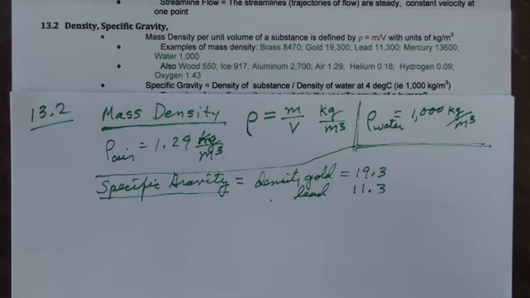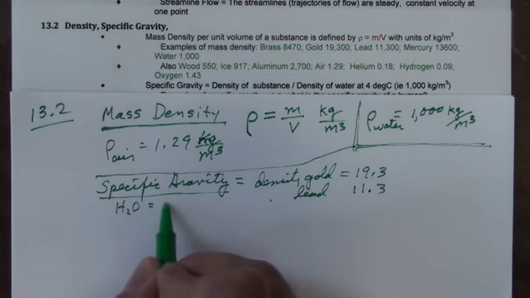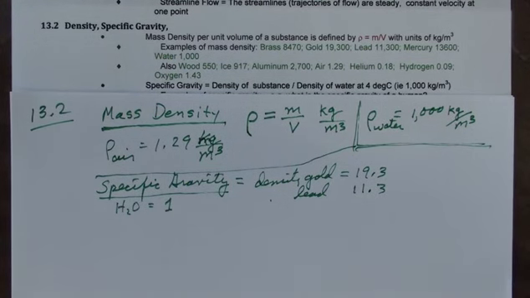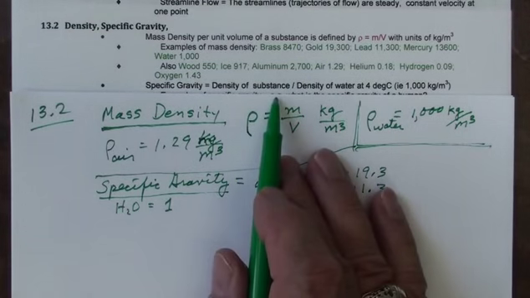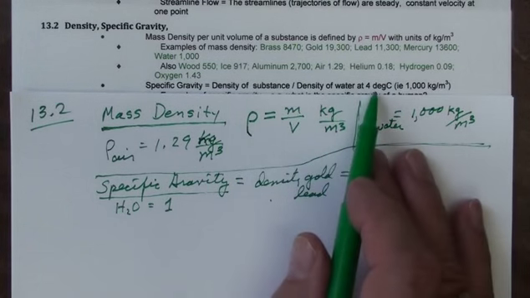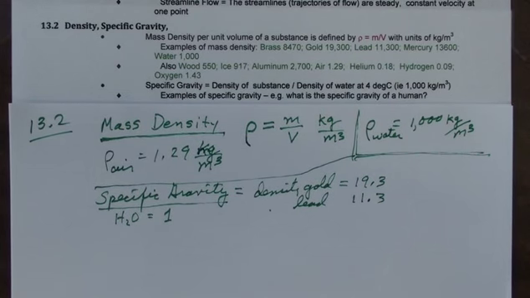The specific gravity of water is equal to 1, because it's the density of water divided by the density of water, and this has no units. It doesn't matter whether you're using pounds per cubic foot or whatever, as long as you're using the same units. When you divide the density of the substance by the density of water, those units are going to cancel and you end up with a dimensionless quantity. And that's why it's very useful.